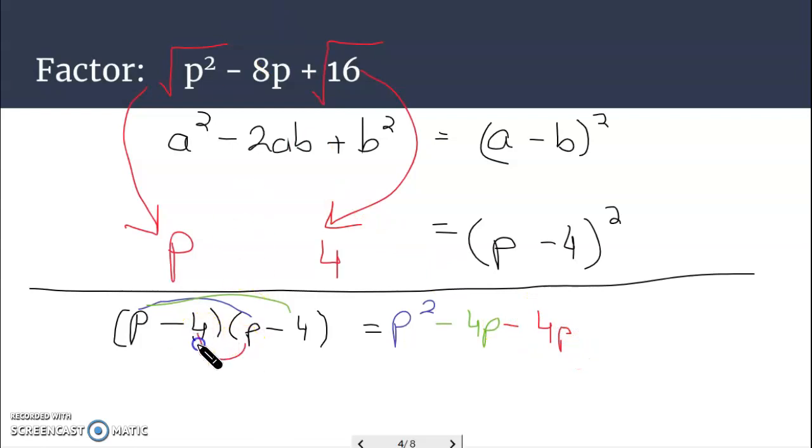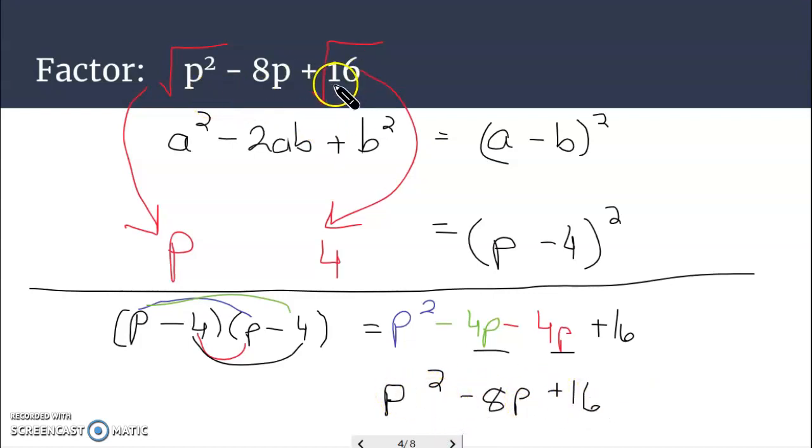And then finally, negative 4 times negative 4 gives us the 16. Notice our middle terms here, negative 4p, they're going to combine to make negative 8p. As we can see, this is why the formula works. Our p squared minus 8p plus 16 is our original problem. And I just proved to you why the factoring works. P minus 4 times itself does equal the original quadratic here. But to factor, here is the correct factored form, just to go over the final answer again.